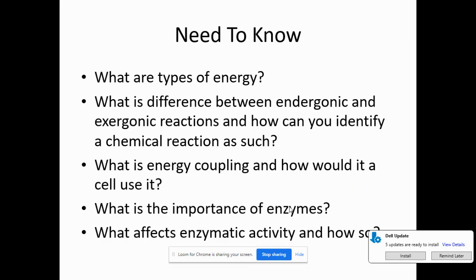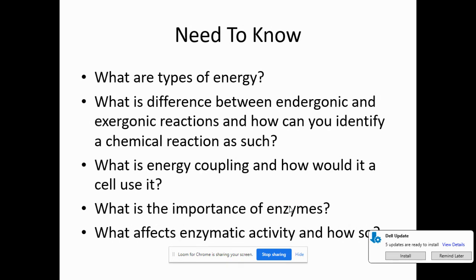All right. So, you need to know what the different types of energy we talked about are, potential and kinetic, and what the difference is. What's the difference between endergonic and exergonic reactions? All right. How do cells deal with these reactions? How can you identify a chemical reaction as being endergonic or exergonic? All right. How does the cell use energy coupling? Okay. And what is that concept of energy coupling? What are enzymes? What is the importance of enzymes? All right. How do they work?